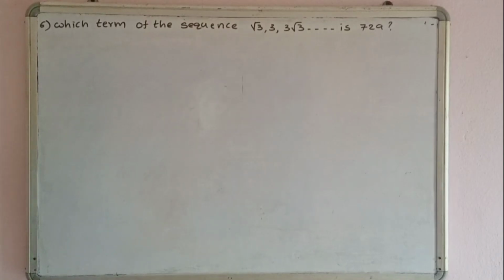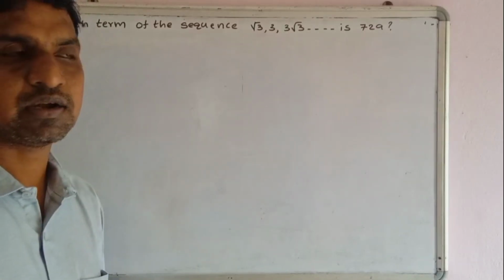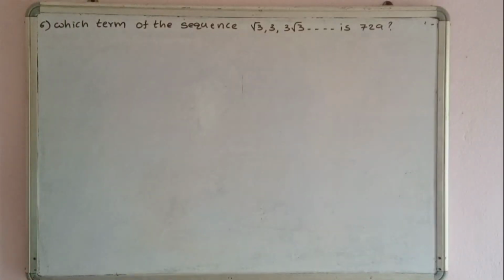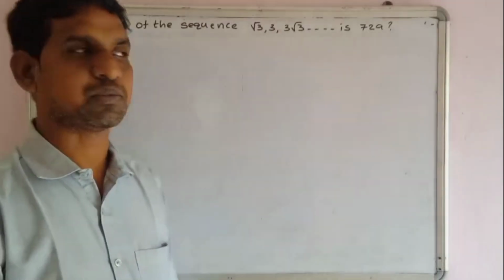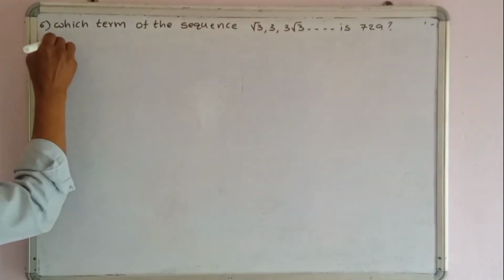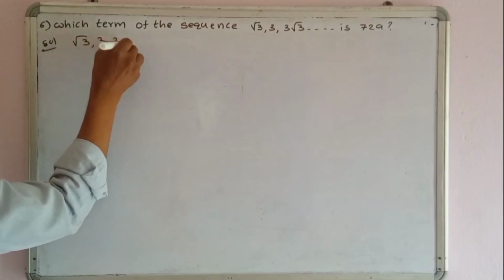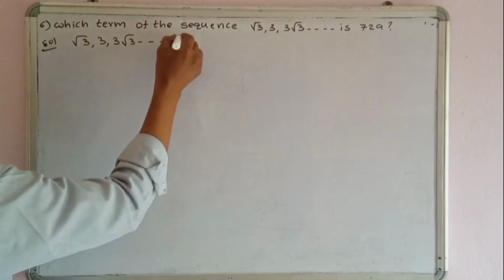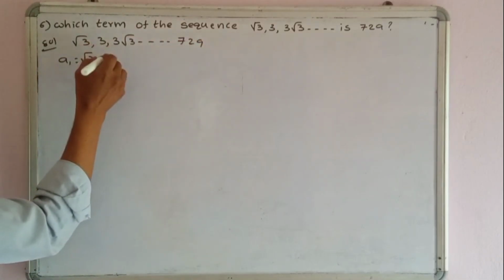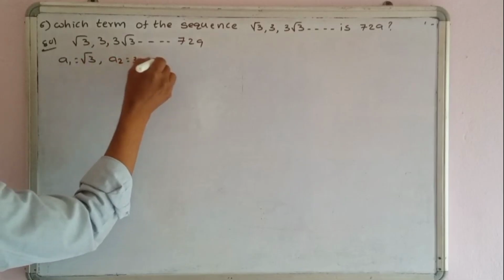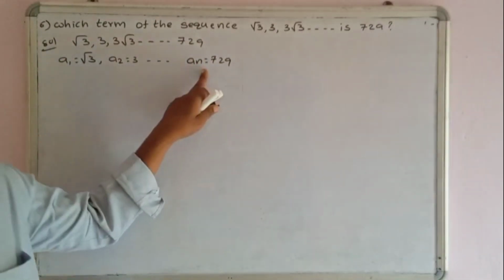Which term of the sequence root 3, 3, and so on is 729? Okay, see, 729 is a term of this series. Write the given series first: root 3, 3, and so on. Here a1 is root 3, a2 equals 3, and so on. This is the term, say an, 729. Now we will find the value of n.